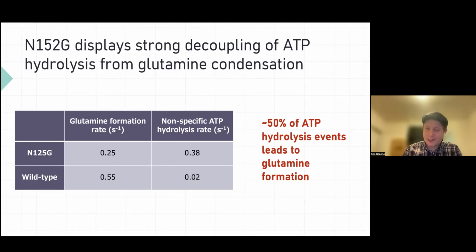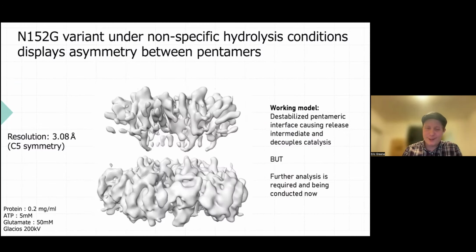So of course, having cryo-EM in our back pocket, we wanted to do that experiment. N152G under turnover conditions, we did this on a Glacios at UCSF. So it has a little bit lower of a resolution. One thing that we noticed was that there was an asymmetry between the 2 pentamers in our reconstruction. And so we're digging into this now.